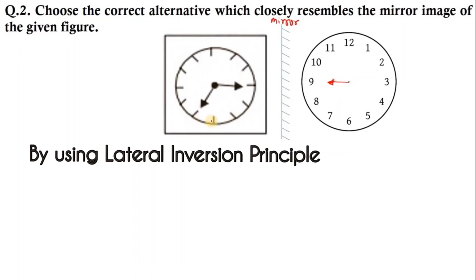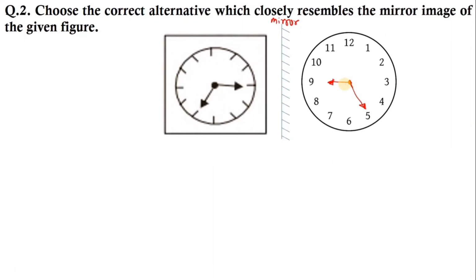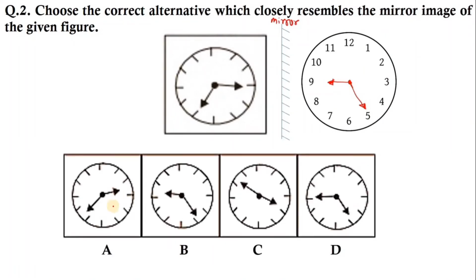Then you can see here at 7 it is showing, and when we take the reflection with this edge, it will show here at 5. That is the minute. So 4 options are given. Among these, you can see here option D is the correct option.